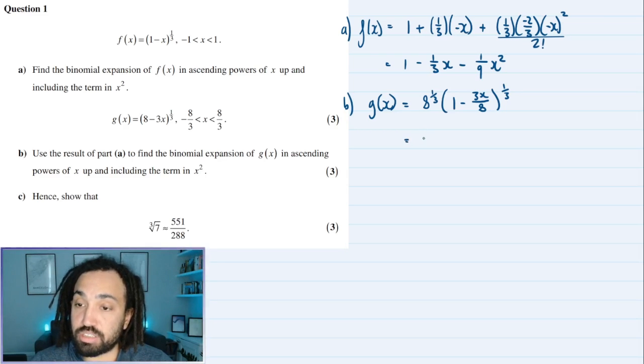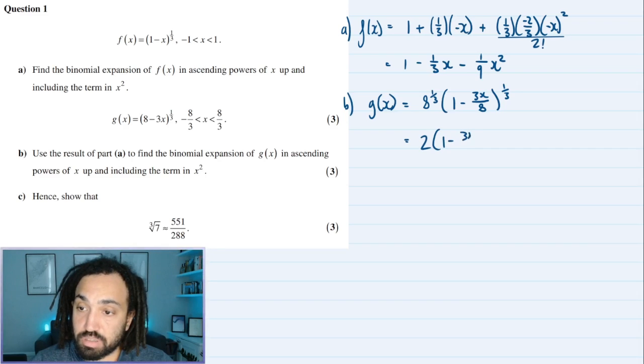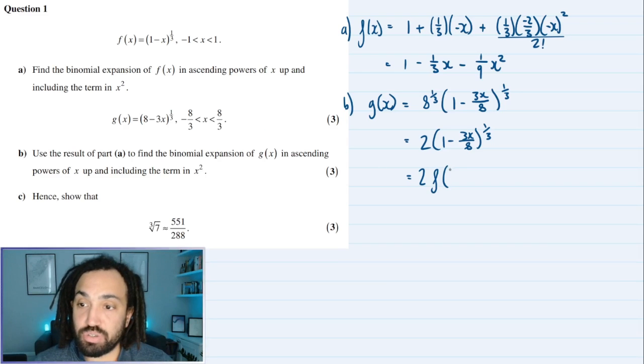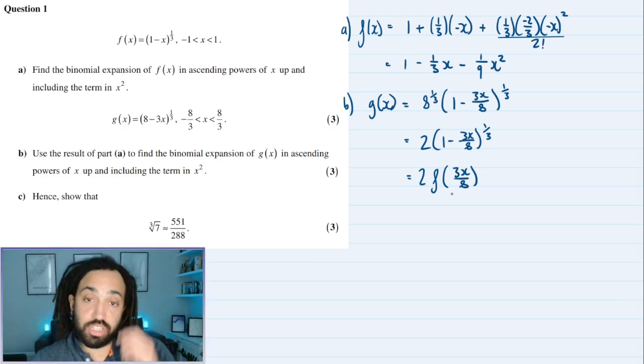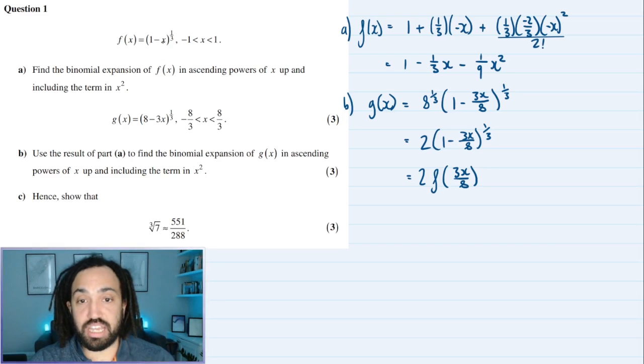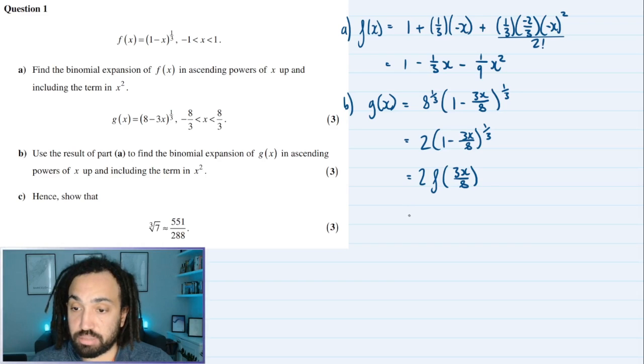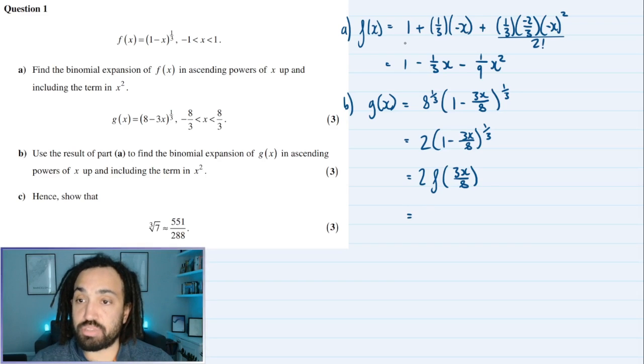So 8 to the power of a third is 2. So it looks like this. And then this is very similar to f of x. Well, it's 2 lots of f of x if the x was changed to 3x over 8. So if I just replace the x there with 3x over 8, then we get the same function as f of x. Okay, so we can do this then. All we need to do is just times our expansion for f of x by 2 and replace all the x's with 3x over 8.